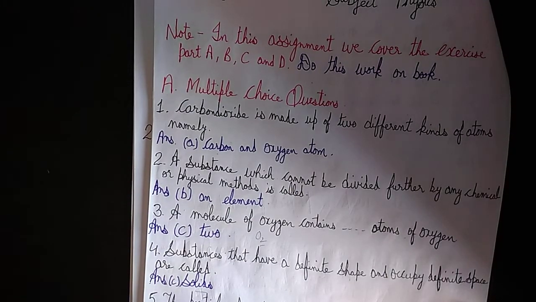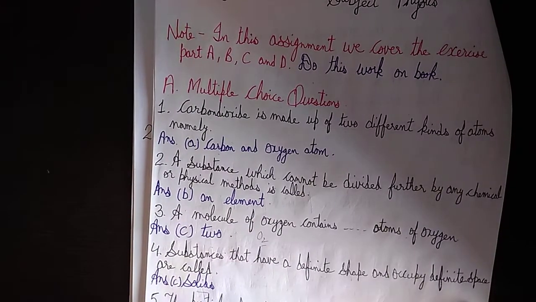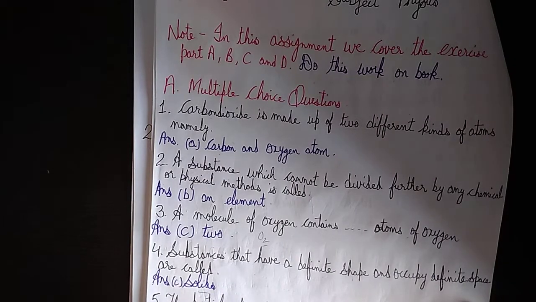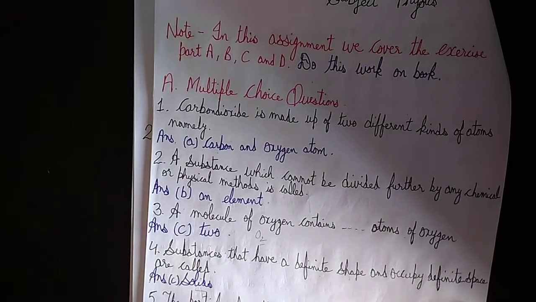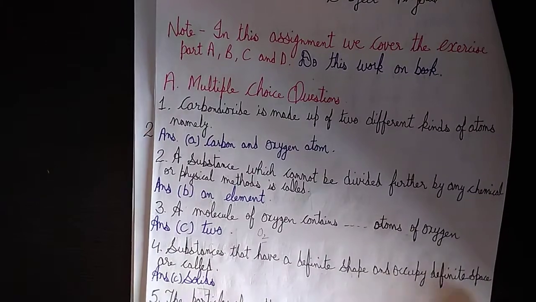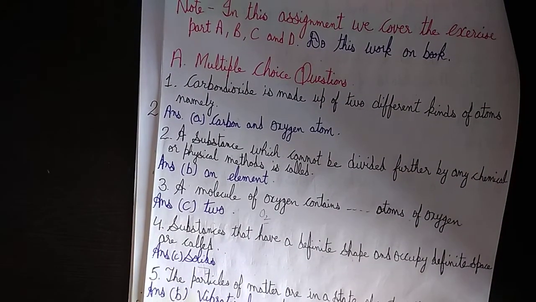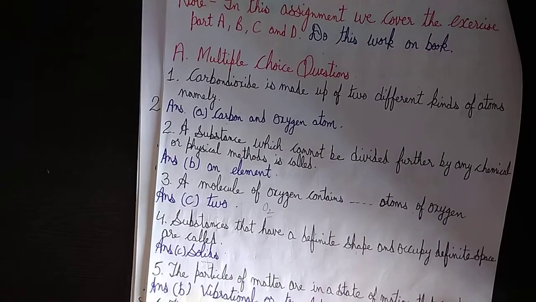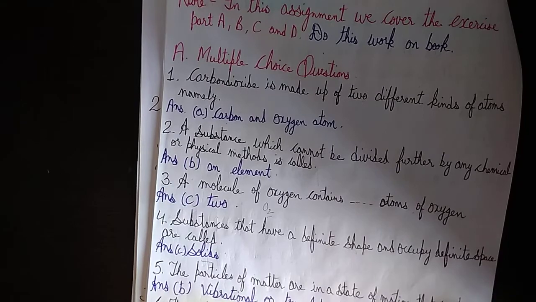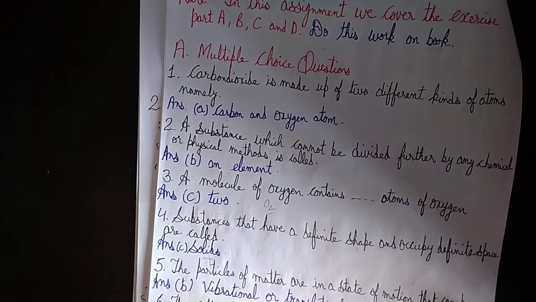First is carbon dioxide is made up of two different kinds of atom, namely carbon and oxygen atom. A substance which cannot be divided further by any chemical or physical method is called an element. A molecule of oxygen contains 2 atoms of oxygen.